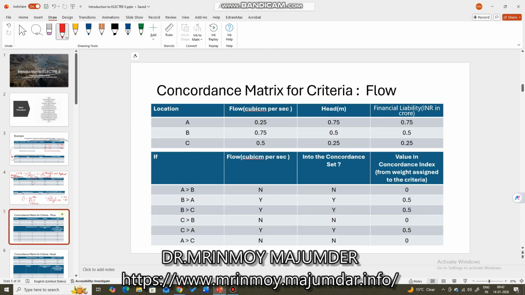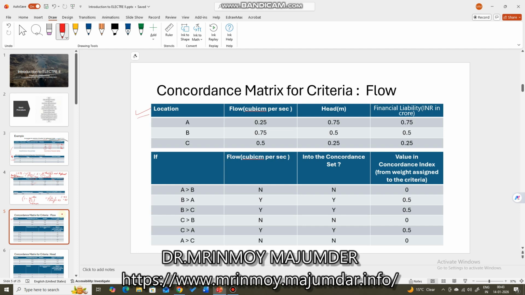Right, now you have assigned weights to your criteria. You have converted the value matrix of the alternatives into the normalized matrix of the alternatives. This is that normalized matrix actually. So now let us begin the process of ELECTRE II. First you have to develop the concordance matrix for the criteria flow. With respect to flow, we have to develop the concordance matrix.